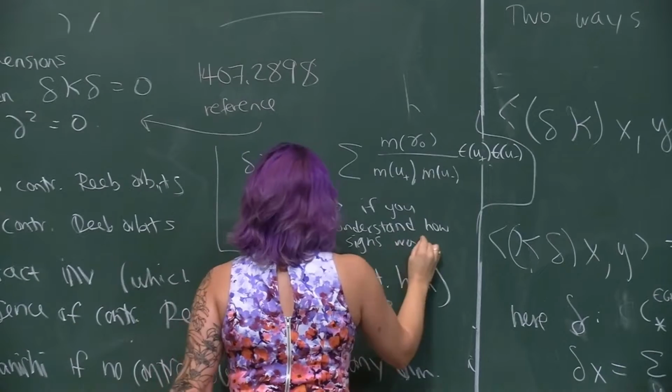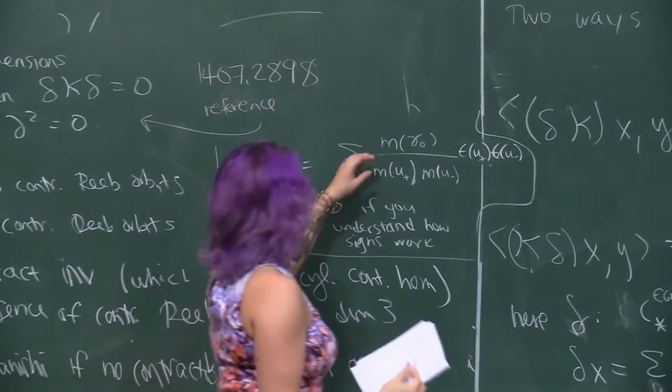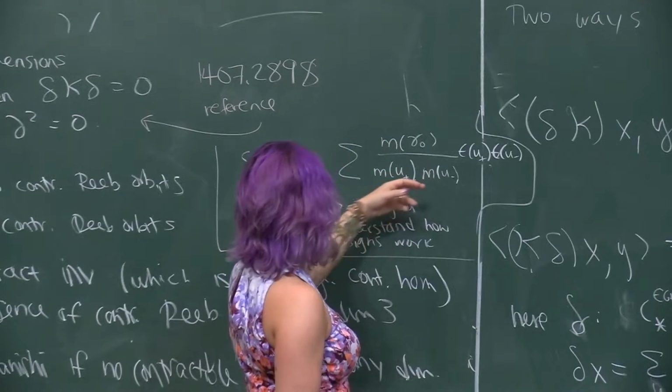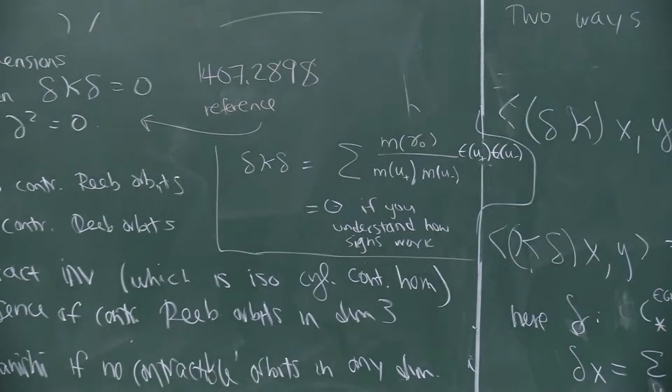Okay. We definitely don't have time to talk about signs, but the reason why this m of gamma 0, m of u plus, m of u minus is so important is because it's exactly the delta kappa delta, which is exactly this m of gamma naught divided by m of u plus m of u minus, and then the multiplicity k of the ends divides by this multiplicity k, and then you count with signs and everything's fine. Okay, anyways, so why is this lemma true?